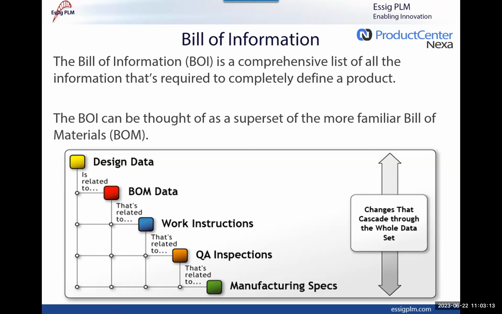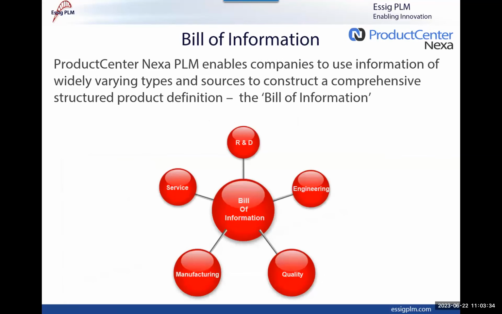So every time you make a change to any one of those things, it can cascade down or even up, right? So you want to have all of that stuff related, and relationships are probably the core central theme, or certainly one of the primary columns of the ProductCenter Nexa suite of technologies, keeping that stuff related so if we change any one thing, we can be informed and see how it might affect other things. So again, services, R&D, engineering, quality, manufacturing.